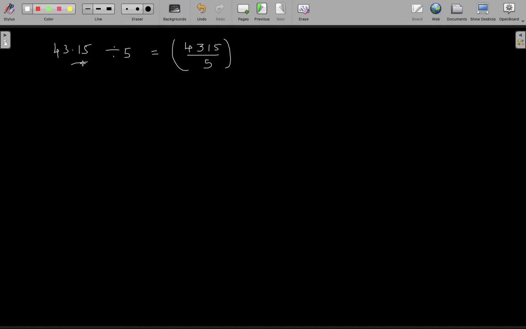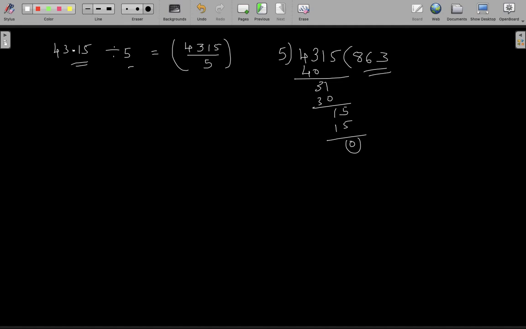Let us divide this. Whenever you are given something like 43.15 divided by 5, or any decimal number with a decimal point divided by a whole number, for the time being let us forget that there is a decimal point here. Let us directly divide 4315 by 5. What is 4315 divided by 5? 5 8s are 40. You have 3. You bring down 1. 5 6s are 30. You get remainder 1. Again you bring down 5. 5 times 3 is 15, leaving you with the 0 remainder. So 4315 by 5 is 863.